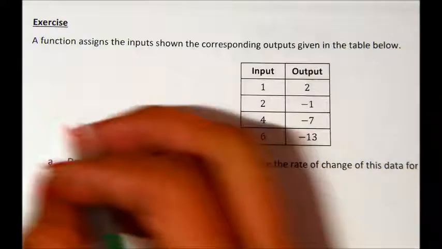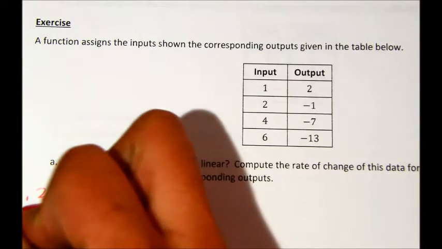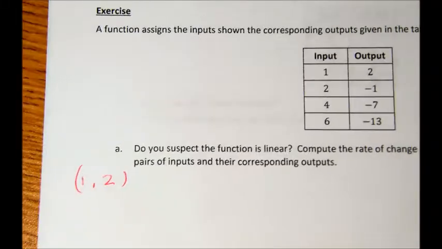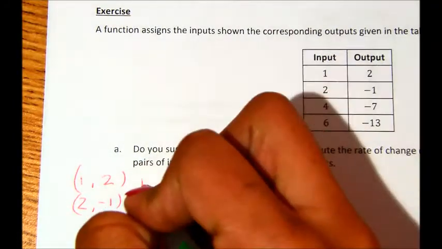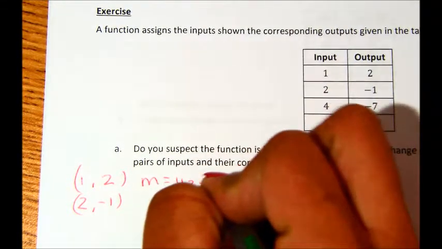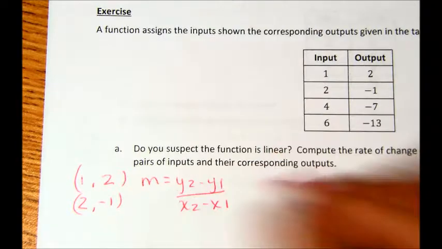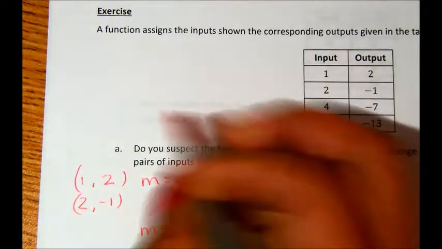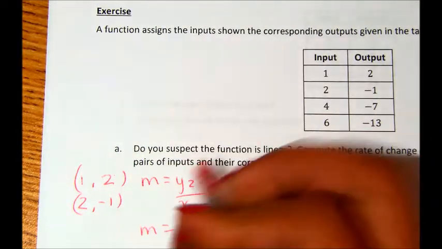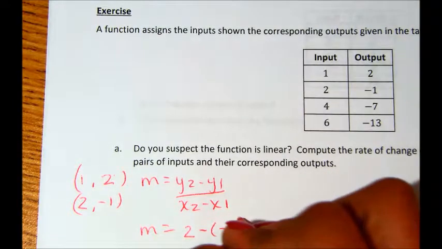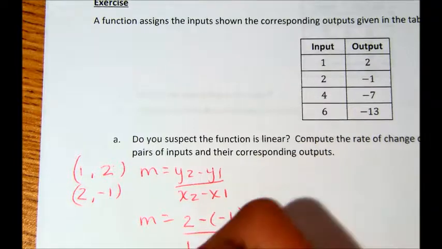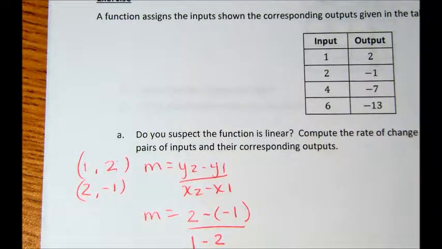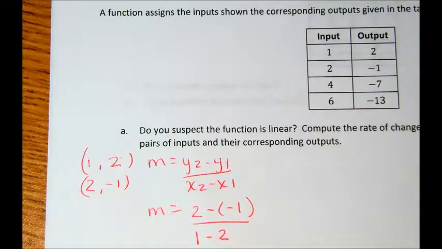I am going to select the ordered pair 1 and 2 and the ordered pair 2 and negative 1. And I know that slope is equal to y2 minus y1 over x2 minus x1. So I'm going to substitute into my problem 2 minus negative 1 over 1 minus 2.